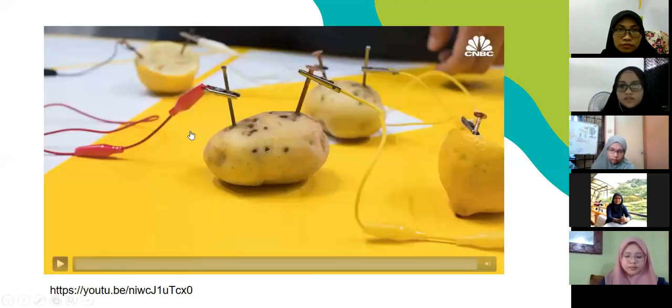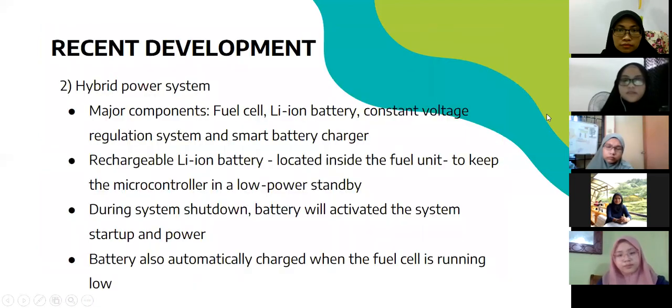The second recent development is the hybrid power system. The major components involved in this hybrid power system are the fuel cell, lithium-ion battery, constant voltage regulation system, and smart battery charger. The rechargeable lithium-ion battery is located inside the fuel unit to keep the microcontroller in low power standby or program timers with a state for several days.